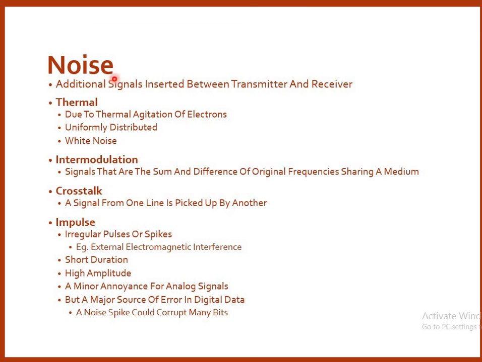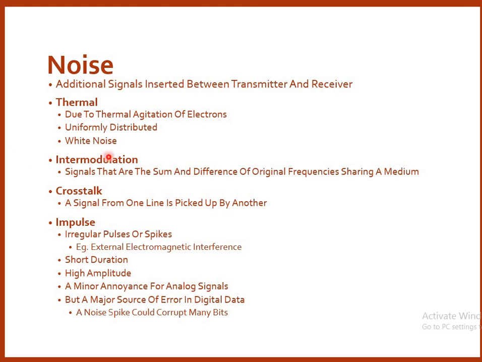And last and the most important is the noise. Noise is the additional signal inserted between transmitter and receiver. So we have various types of noise. We are just going to discuss a few of them. First type of noise is thermal noise. It is due to the thermal agitation of electrons. It is uniformly distributed, and the most common type of thermal noise is white noise. Thermal noise is very common, present in each and every electronic device.